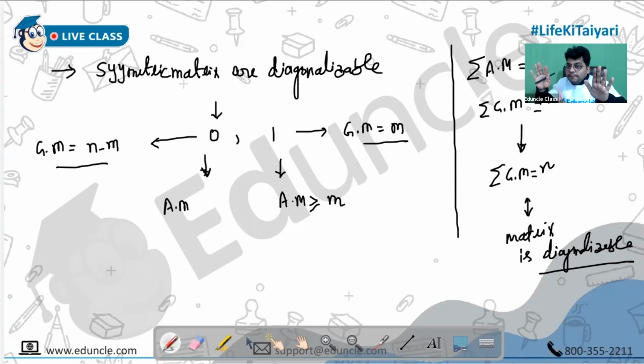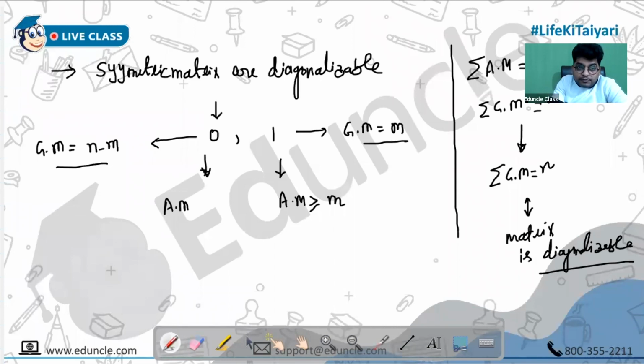Do you understand my point? It is not that one eigenvalue has algebraic multiplicity equal to geometric multiplicity, and the second, and the third. No. This is not the concept of diagonalizable. The concept of diagonalizable is about the set of all possible eigenvalues. The sum of algebraic multiplicities is always equal to n, but the sum of geometric multiplicities is less than or equal to n. If it equals n, then the matrix is diagonalizable.